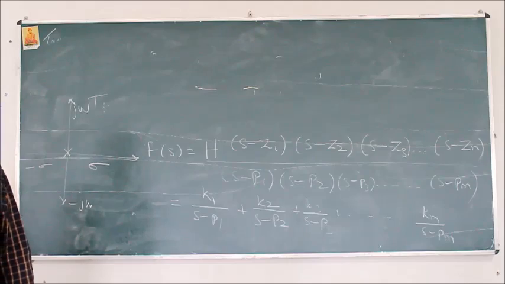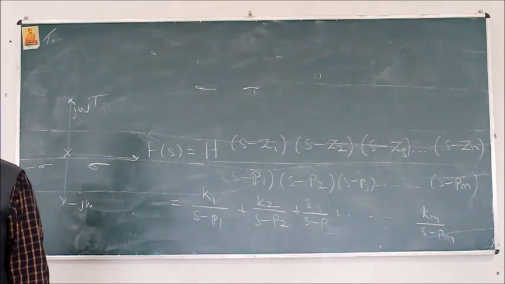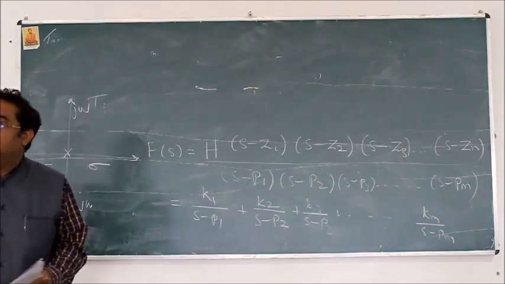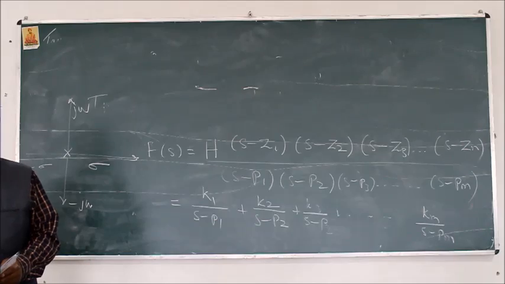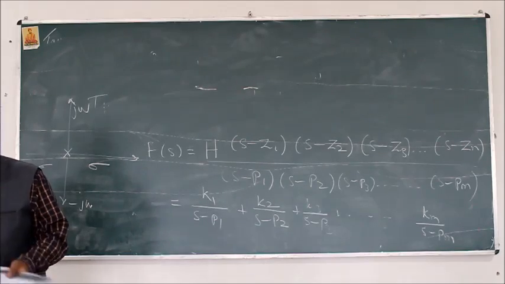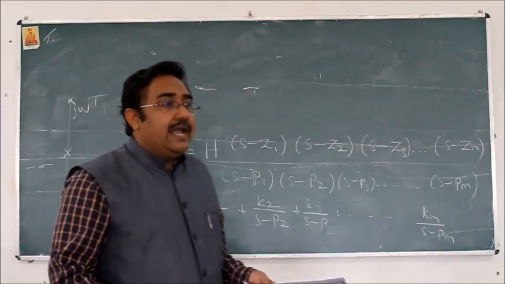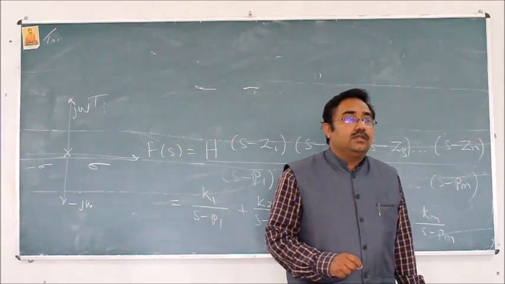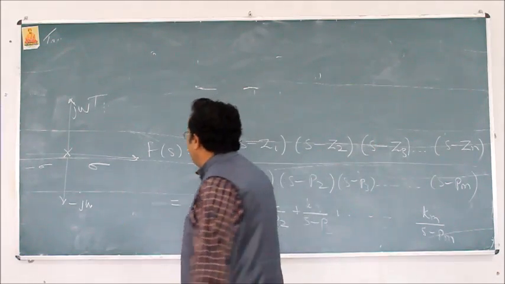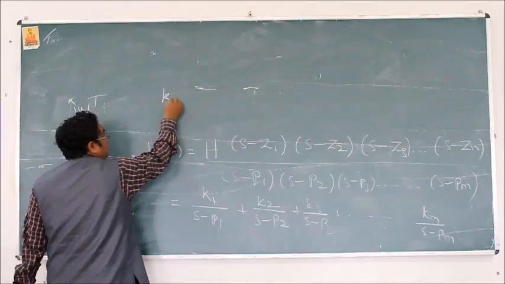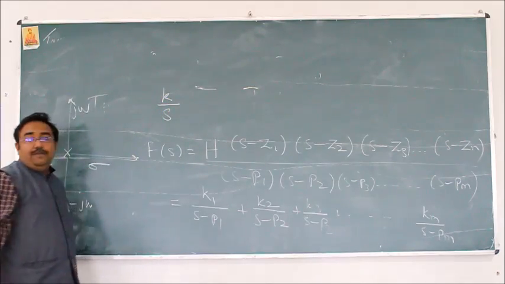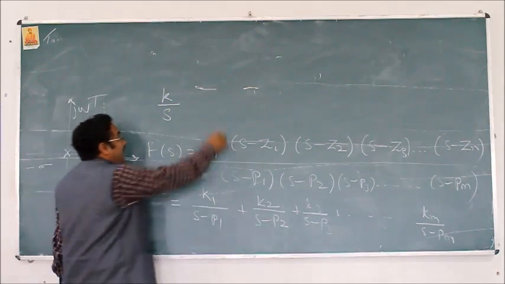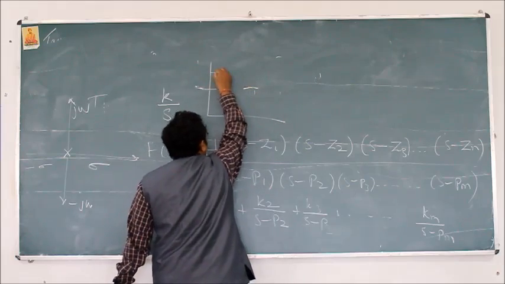Let a pole be lying on the origin. So origin means what will be the form of the system? Something K upon S. So what will be the time response? What is the inverse Laplace transform of K upon S? It is simply K. So the time response will be this.